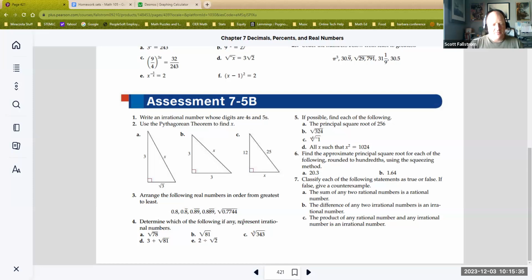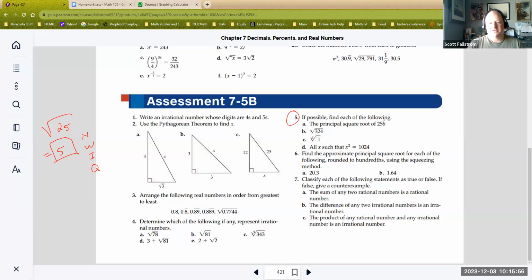Let's see here, number 4, determine which of the following represent irrational numbers. So again, if you can get, like I just showed you, square root of 25, if they said square root of 25, you can write that as 5. 5 is a natural number, a whole number, an integer, and a rational number. So since it meets all of those, it is not irrational.